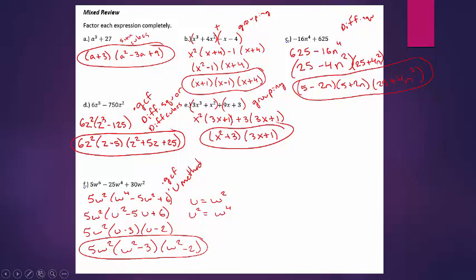And then for D, it turned out to be a difference of cubes. So we went ahead and used the difference of cubes formula to factor that parentheses. And the grouping worked for E, so that was nice. And then for F, we ended up finding out that it factored very nicely into u squared minus 5u plus 6, and then we were able to factor that even further.